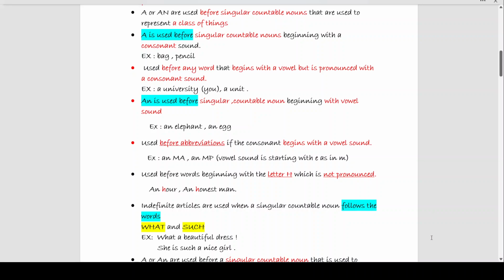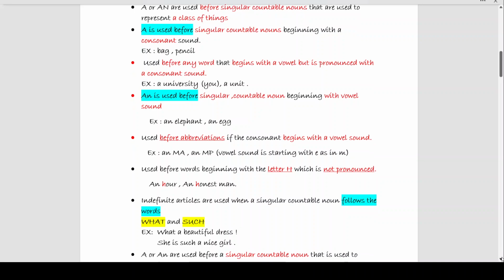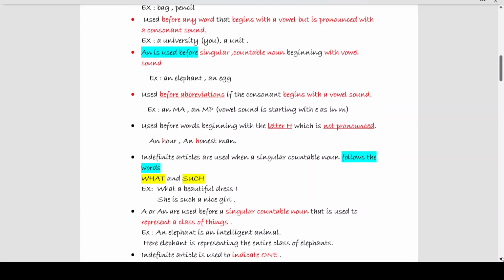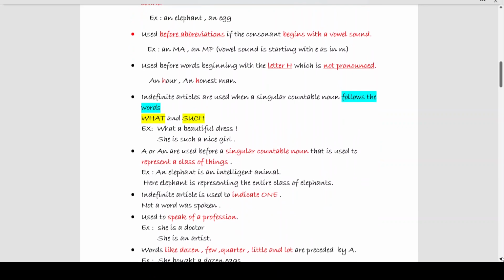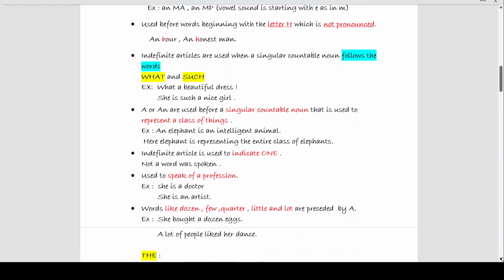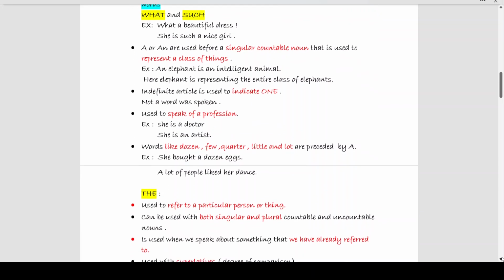Indefinite articles are used when a singular countable noun follows words like "what" and "such". For example, "What a beautiful dress." "She is such a nice girl." So we use the indefinite articles before such words, "what" and "such".